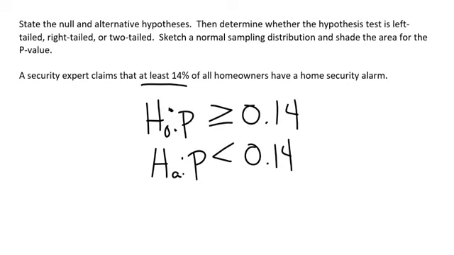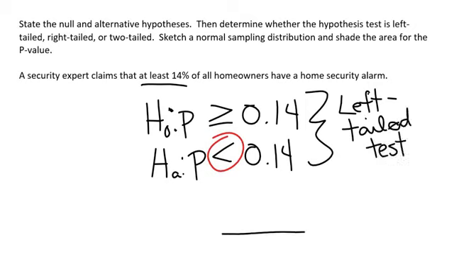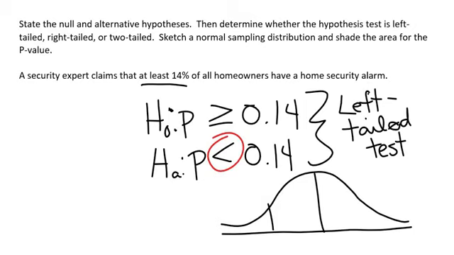Now, is this a left-tailed, right-tailed, or two-tailed? To find that out, look at the mathematical inequality sign in your alternative hypothesis. Since it is a less than sign, this is going to be a left-tailed test. So if I were to look at it on a normal curve, it would be somewhere over here, and I would shade to the left, and this would be my p-value.